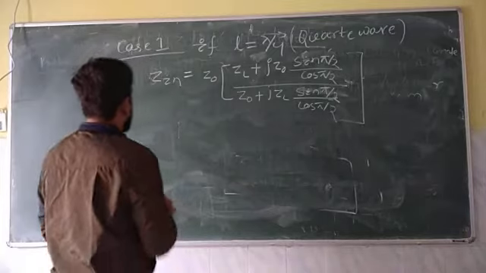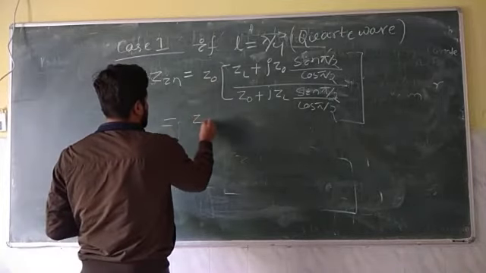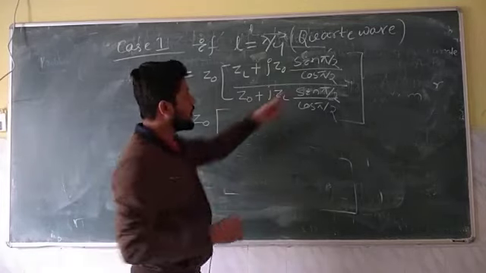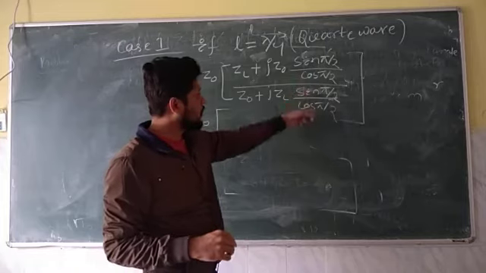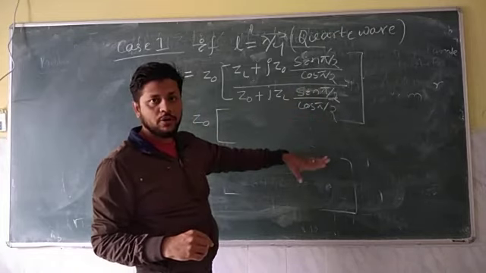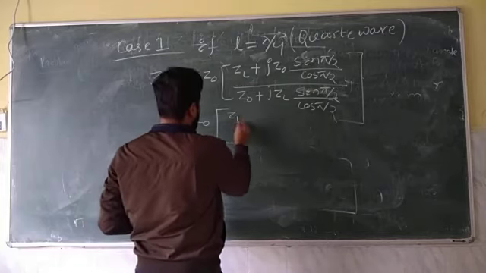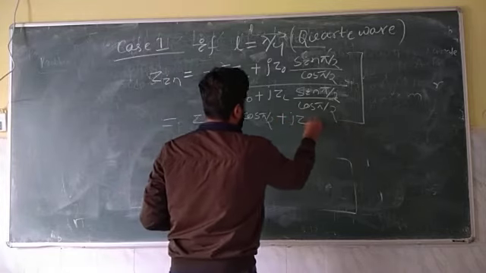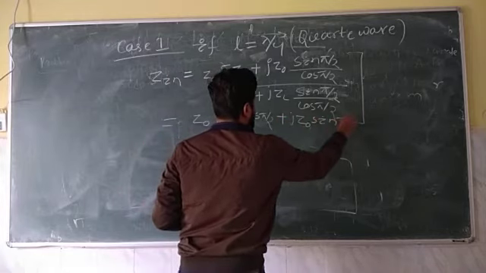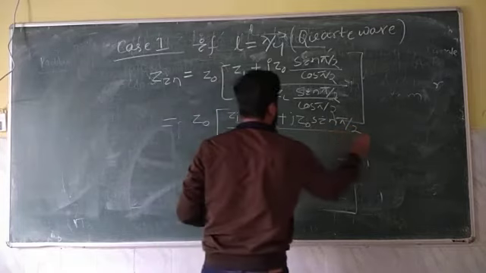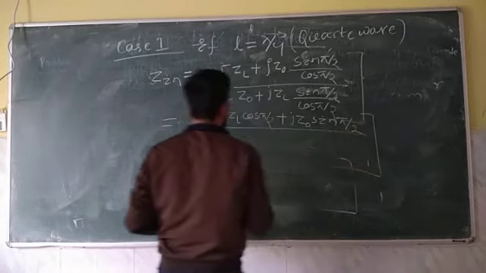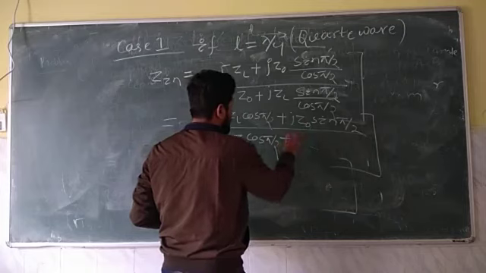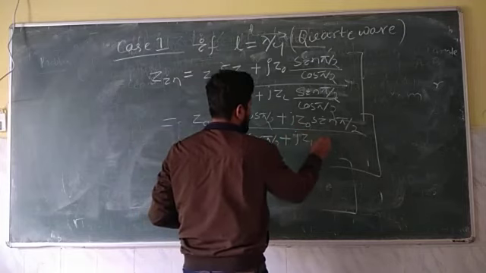So we will have this Z0 equal to, take the LCM. So cos pi by 2, we have to take LCM, and this cos pi by 2 in the denominator will be cancelled out. So finally we have ZL cos pi by 2 plus jZ0 sin pi by 2, divided by Z0 cos pi by 2 plus jZL.